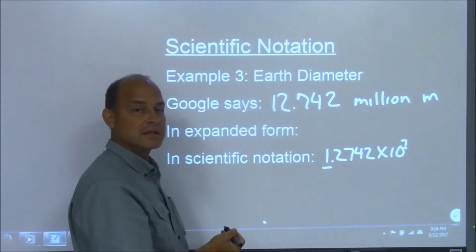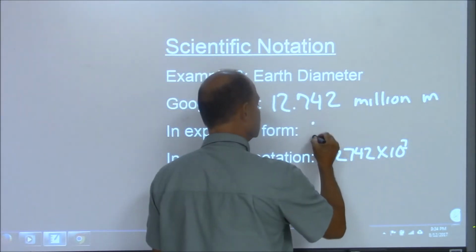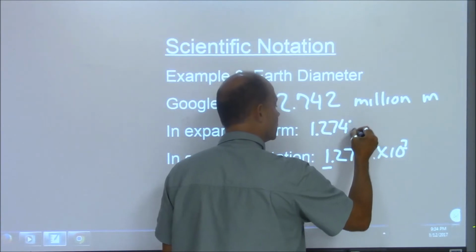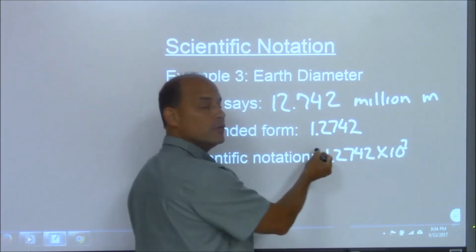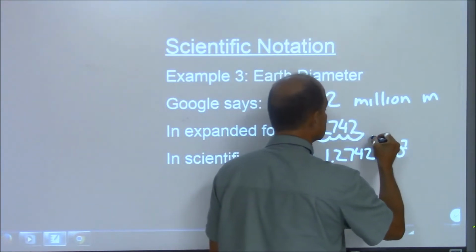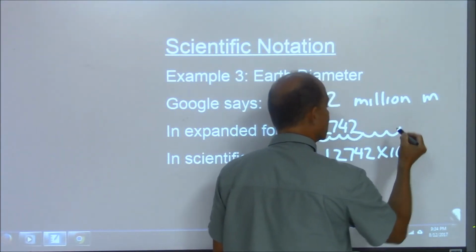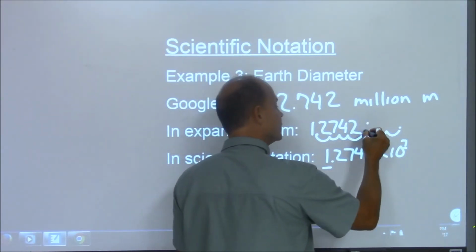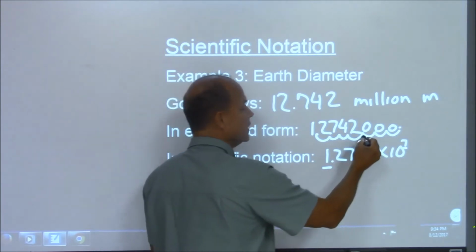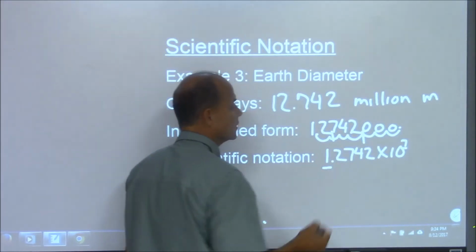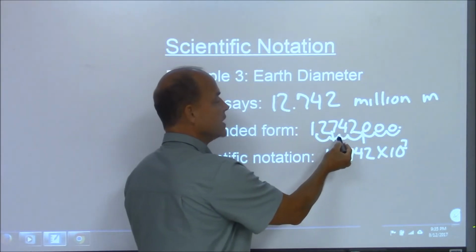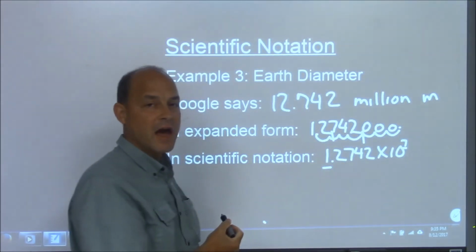So if I write this in expanded form, and I move the decimal 7 places, fill in the zeros, you can see that this number is, if we put in the commas there, 12,742,000.